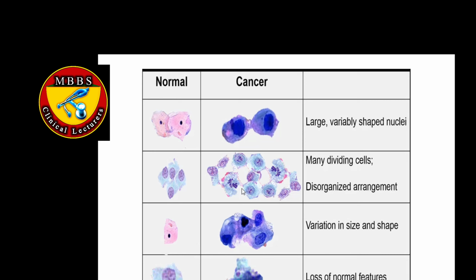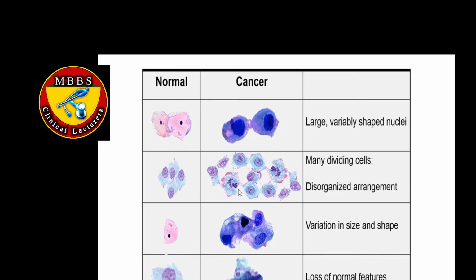Now coming to the normal cell, as I explained to you already, the nuclear cytoplasmic ratio is 1:4, 1 part nucleus, 3 to 4 parts cytoplasm in a normal cell. But in a cancer cell, you will see that it is either 1:1 or 2:1, that is 2 parts nucleus and 1 part cytoplasm. You can also see the shape and size change in the nuclei: variably shaped nuclei with different color and different organization. Normal cells do not divide as much as the tumor cells, the malignant cells.